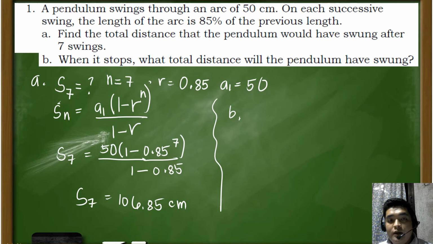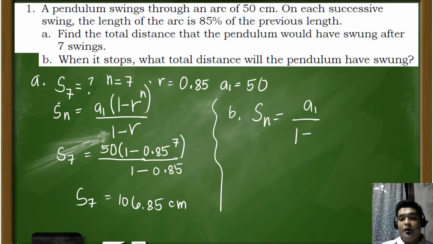Let's answer letter B. When it stops, what total distance will the pendulum have swung? This is an example of the sum to infinity. We want the total distance the pendulum travels back and forth until it stops. Letter A only went up to the 7th swing, but for letter B we do not know when it stops. So let's use the second formula, S sub infinity equals a sub 1 over 1 minus r. So a sub 1 is 50 over 1 minus r, which is 0.85.